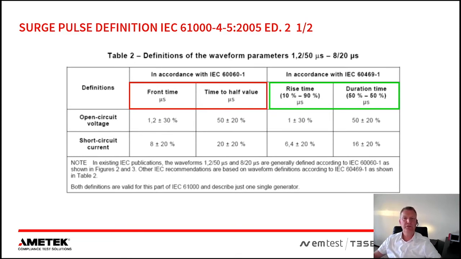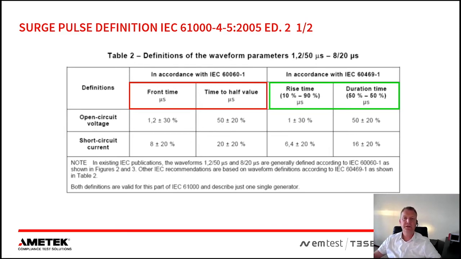We have two definitions. First is the IEC 60060-1. This one calls the parameters front time and time to half. The front time is specified with 1.2 microsecond, time to half with 50 microsecond for the open circuit voltage. And it's 8 microsecond front time and 20 microsecond time to half value for the short circuit current.